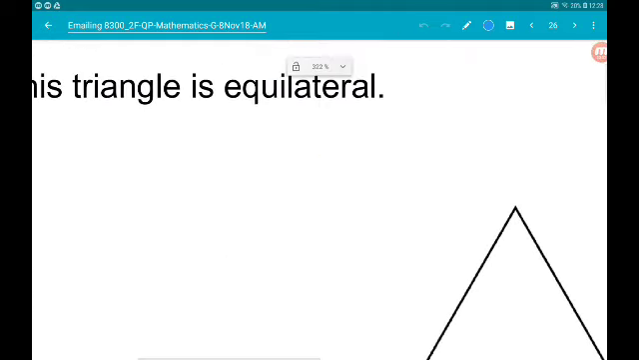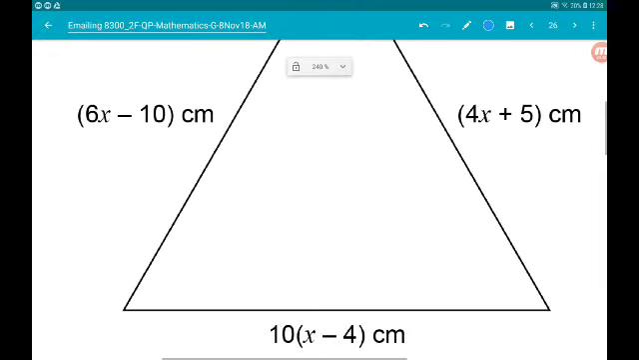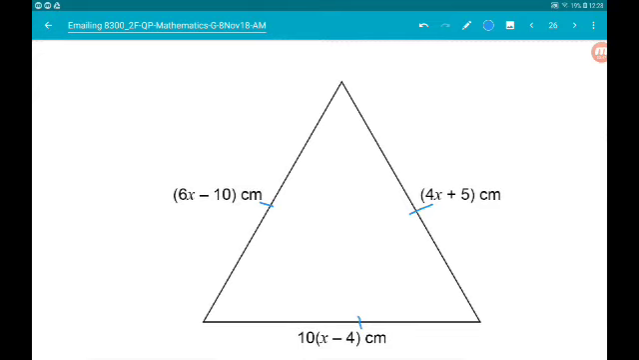Now, the important part is that this triangle is equilateral. So that means the sides are the same length. So what this question really is, is forming and solving an equation. We need to find the value of x, so then we can find the length of a side, so then we can find the perimeter. Because the sides are the same length, that means they are equal. So we can set any two of them equal to each other.